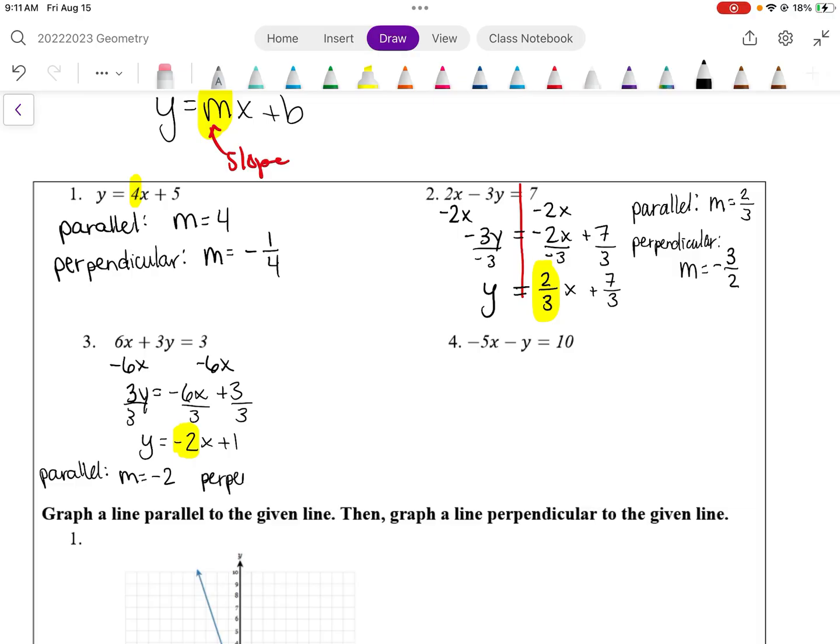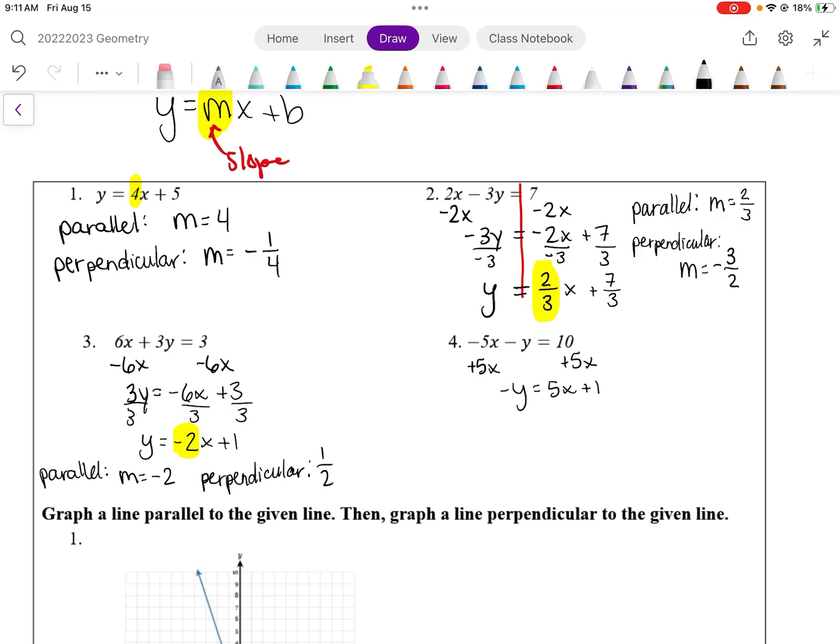Okay, so my slope here is negative 2. So for a parallel line, my slope would be negative 2. For a perpendicular line, change the sign. So instead of a negative, I would have a positive, and then the reciprocal of 2 is 1/2. Okay. And last one.